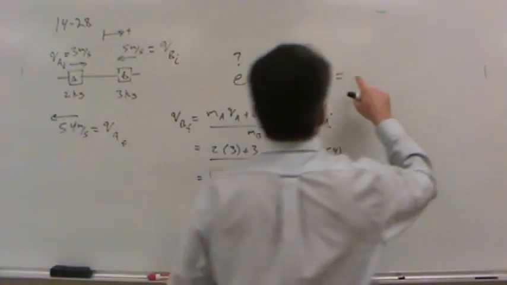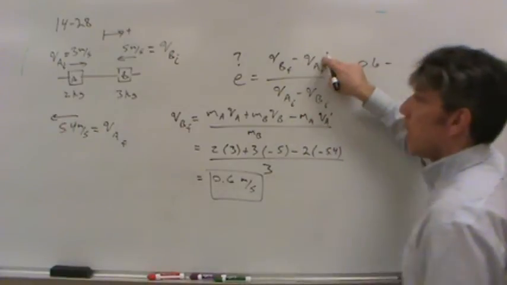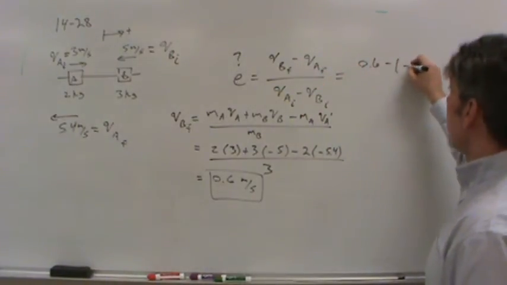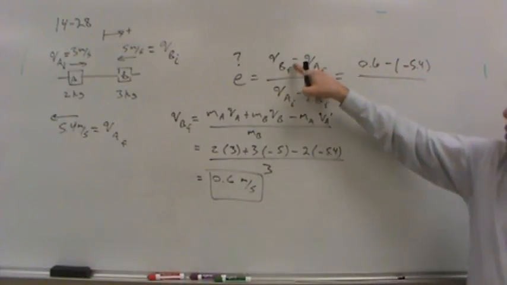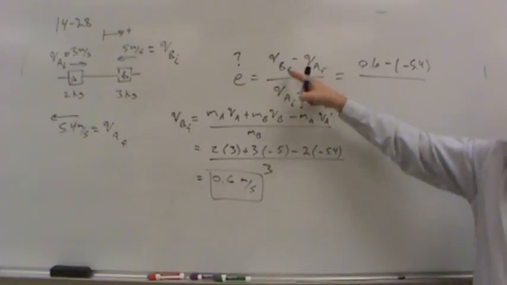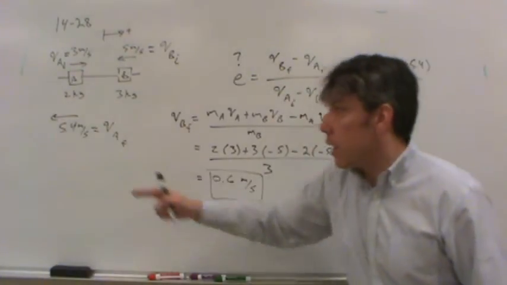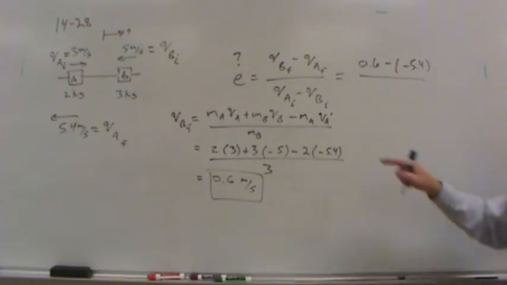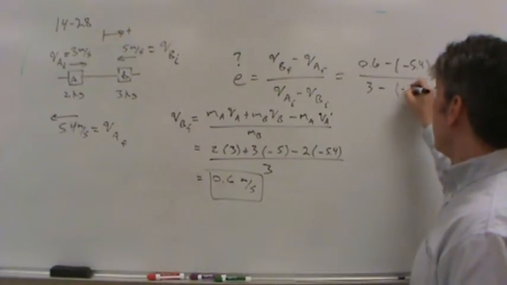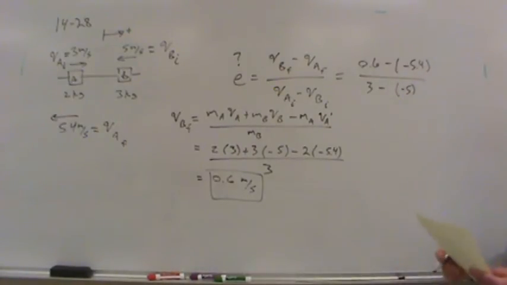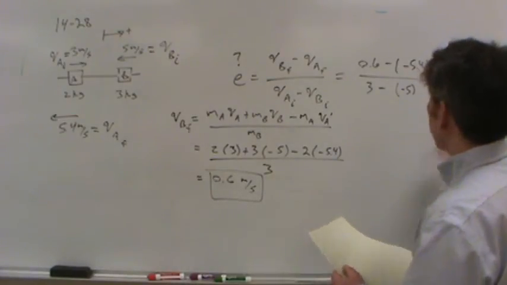So anyway, the velocity of B final, we decided that was 0.6 meters per second. The velocity of A final is negative 5.4 meters per second. Again, you have to be really careful with your sign. This negative sign just comes from the equation where you need the difference between those two. And this negative sign comes from the fact that velocity of A final is against the positive coordinate, divided by velocity of A initial, 3, minus velocity of B initial, negative 5. Okay? So when you plug all of that into your calculator, this is 6/8, which is 75%.